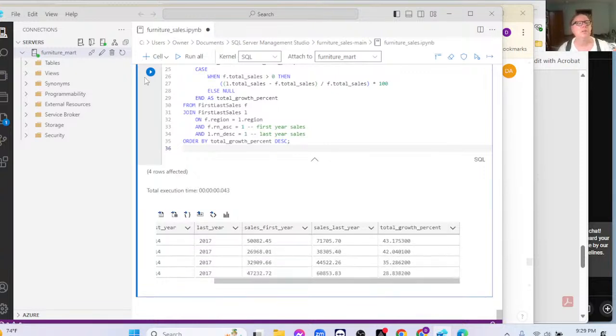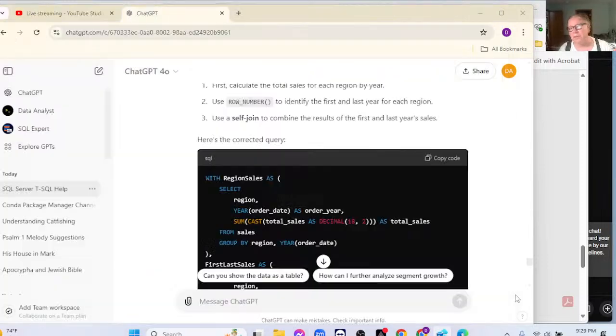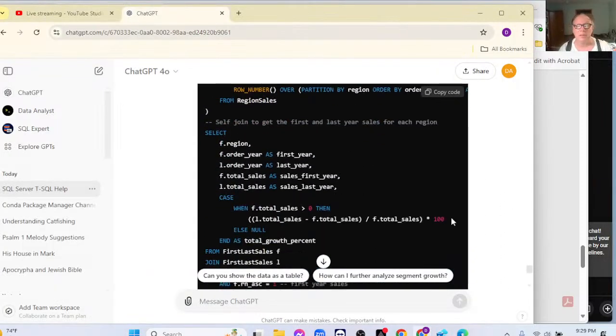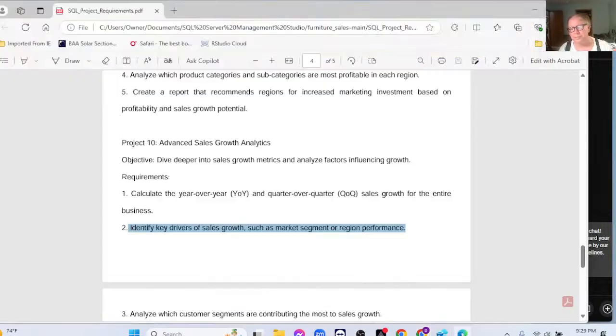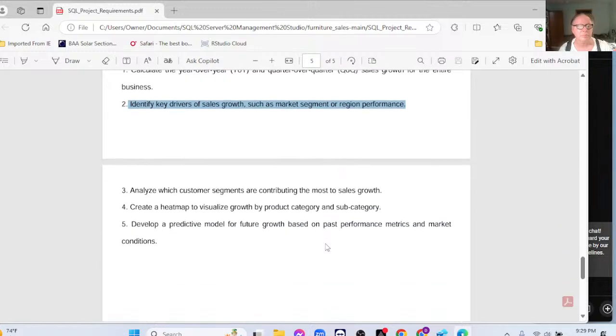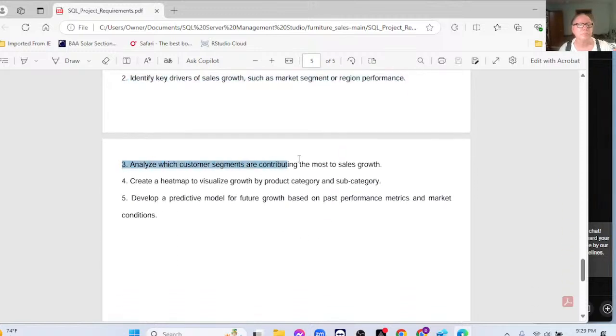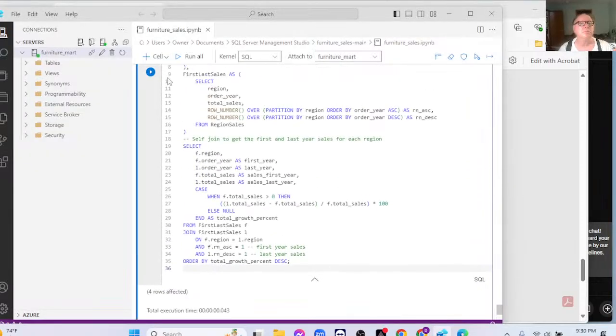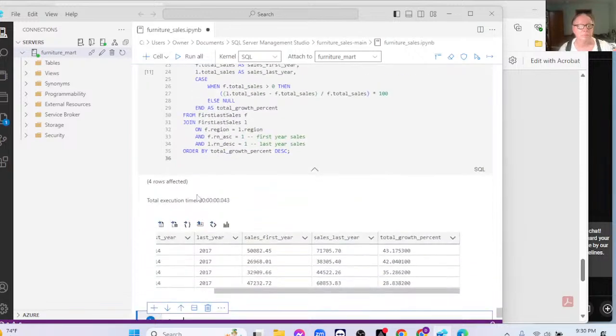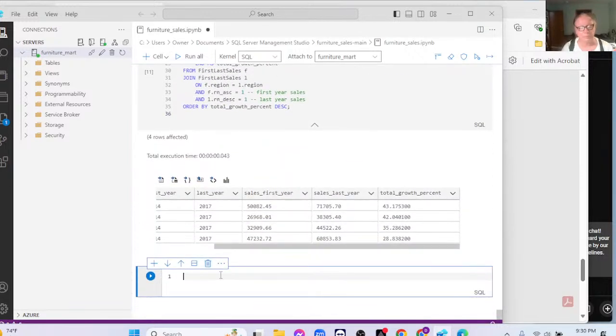Now this is helpful. So, the lowest growth was east. The largest growth was west. Okay, very good. Let's save this. Okay, very good, very good. All right.